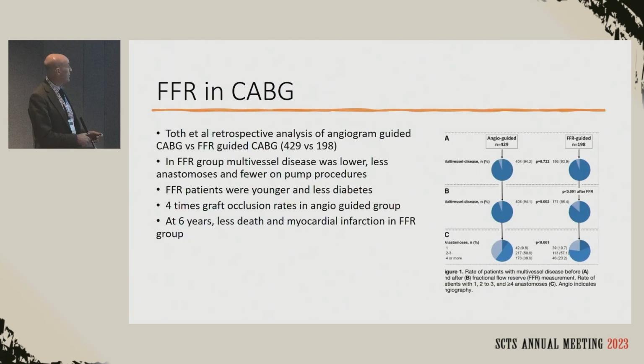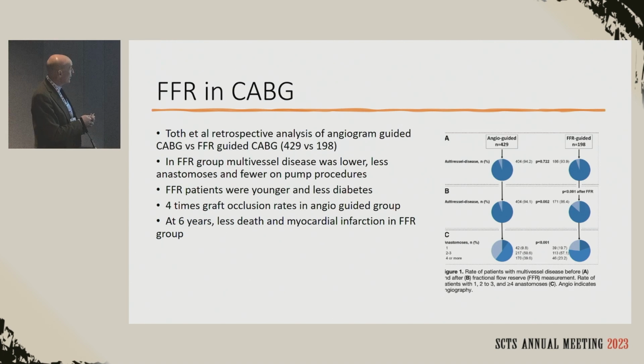And then there's another trial. This was a retrospective analysis. And what they did in this hospital is they looked at 429 bypasses that were just performed on angiography alone. So that's where the surgeon, the cardiologist, just looked at the angiogram and bypassed what he thought was appropriate, versus 198 where it was FFR guided. So the surgeon would graft things that were functionally significant only.